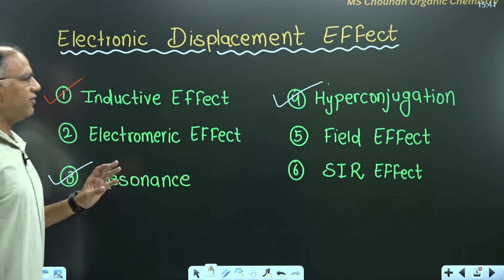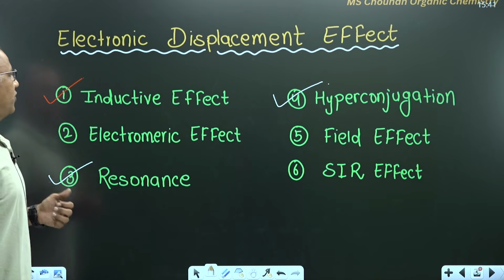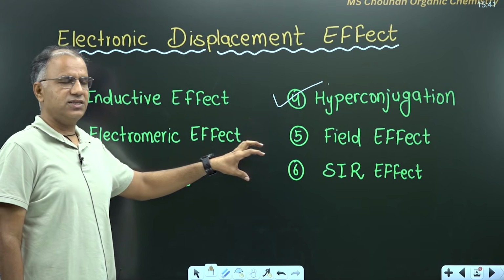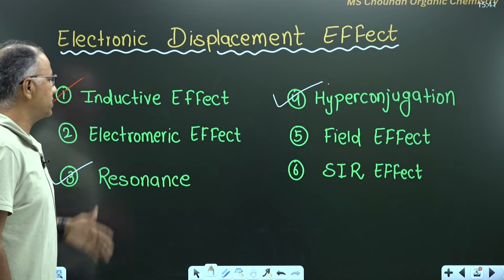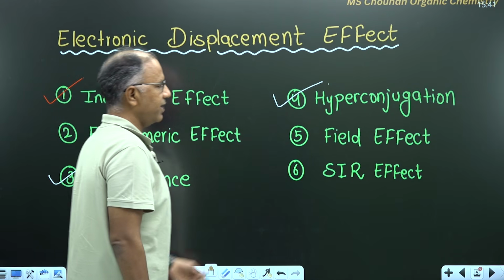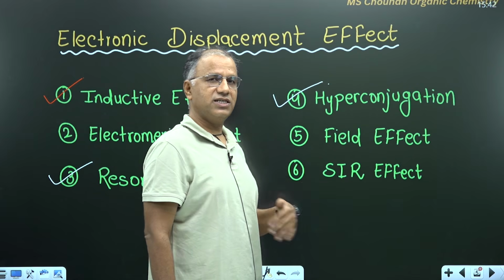These are the three main effects which we have to study in detail so that the organic chemistry will become easy for you. And apart from these three are small effects, and we will just define their definition because it is in your syllabus. Electromeric effect, field effect, SIR effect. SIR means steric inhibition of resonance. These effects we will discuss later on in acid base chapter.